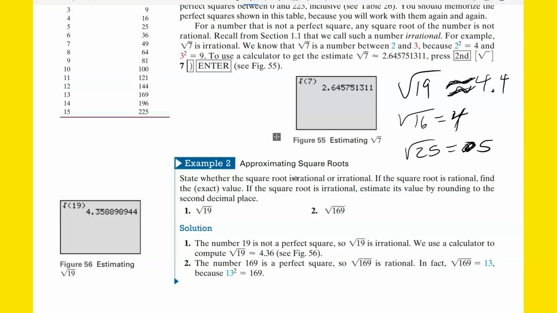All right. What about number 2, the square root of 169? Well, that is a perfect square. I don't know if you remember that one, but the square root of 169 is 13.